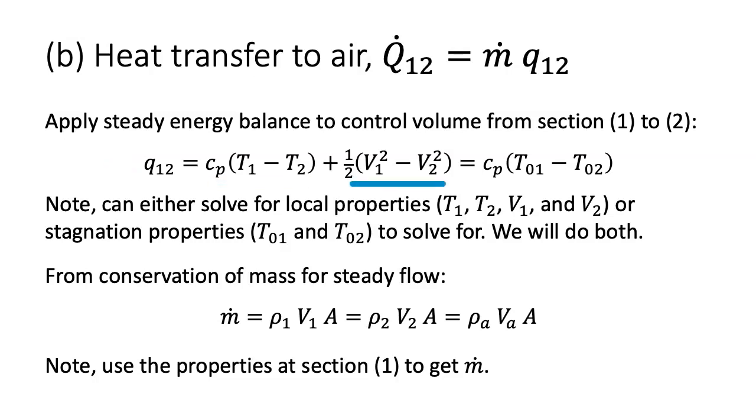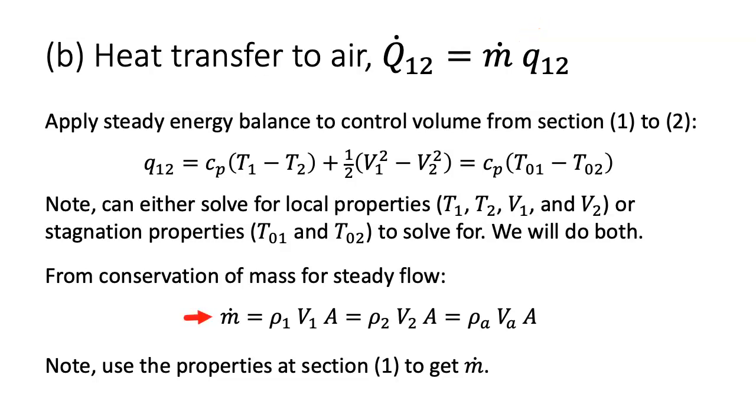Note that this equation can be used in its original form in terms of the local properties, or we can substitute in the definition of stagnation temperature. For this example, we will show that both versions will of course give the same result. Next, in order to calculate the total rate of heat transfer, we need to multiply the heat transfer per unit mass by the mass flow rate.